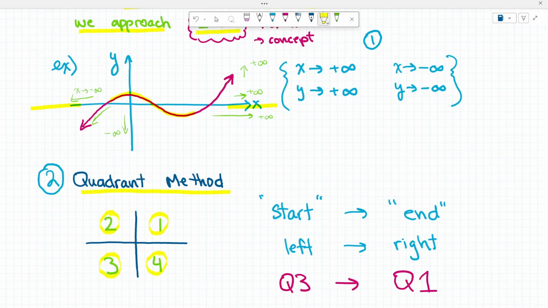These functions in themselves are infinite. That's why I put the quotes around start and end, because they have no real start or end, but it's that behavior. As it approaches the start, as it approaches negative infinity all the way, and then we care about what happens as it approaches positive infinity. So we don't care about that in-between behavior.